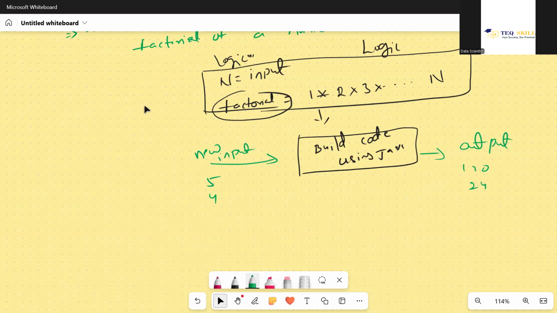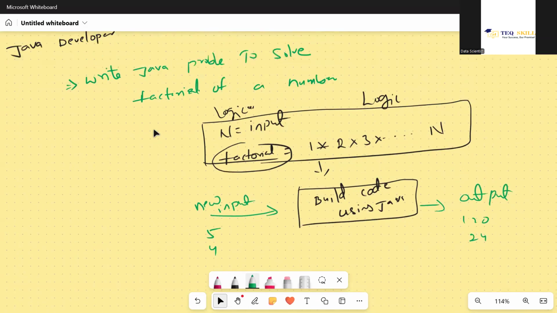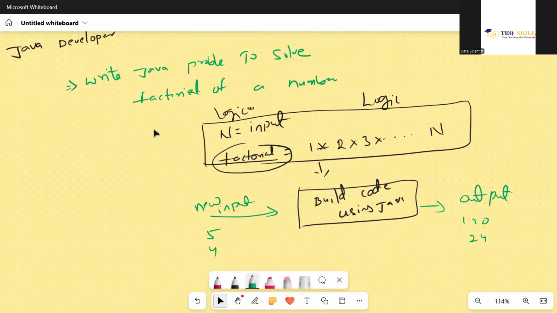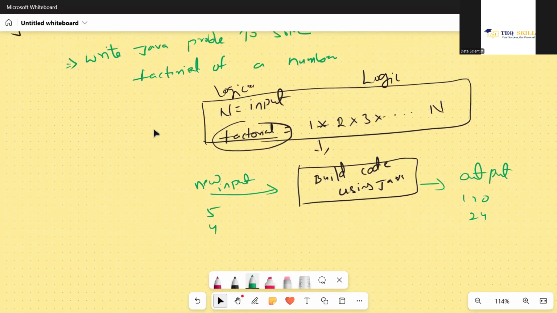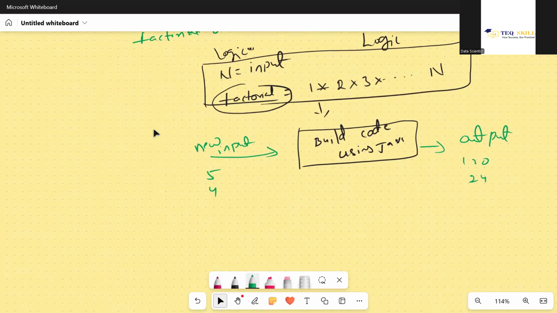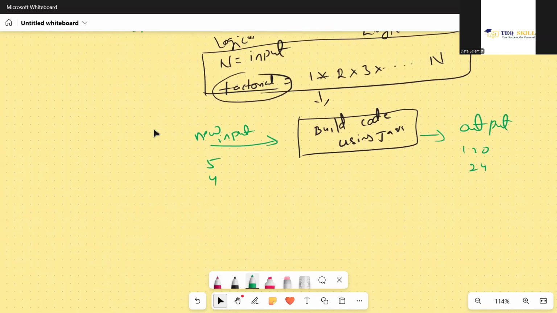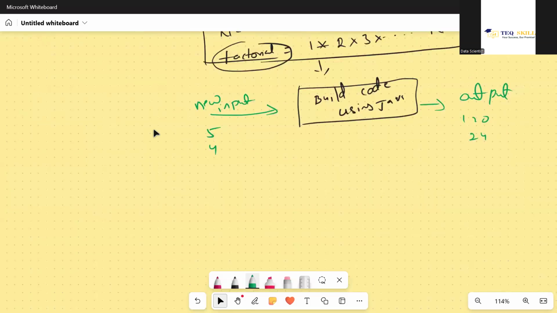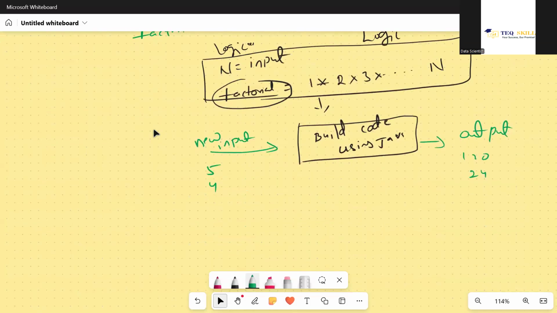So this is the traditional programmer. Just think about yourself, you are a Java developer. I give a task, then for that task you first build the logic. Once you know the logic, only then can we start building the code. If you don't know the logic, it's not possible to write the code. So this is what a traditional programmer does.